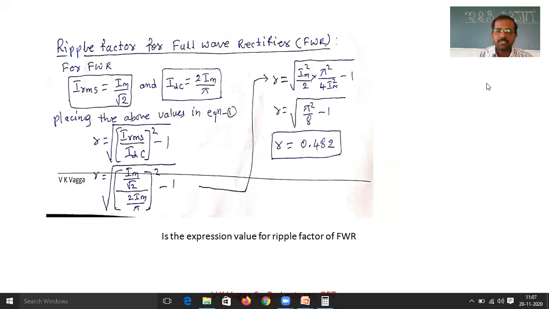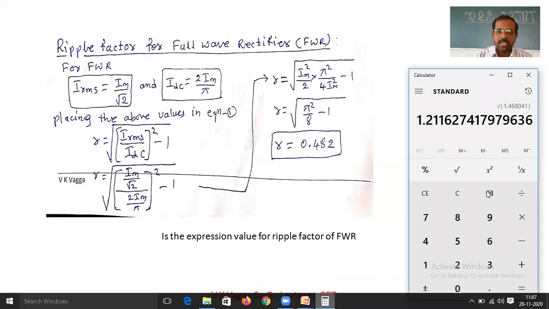If you want to do the calculation with the calculator, see, pi I said is equal to 3.142. 3.142 into 3.142, if it is multiplied, gives the square here. It is equal to 9.87. It is to be divided by 8. If it is divided by 8, you are going to get 1.23, and after that 1 is to be subtracted.